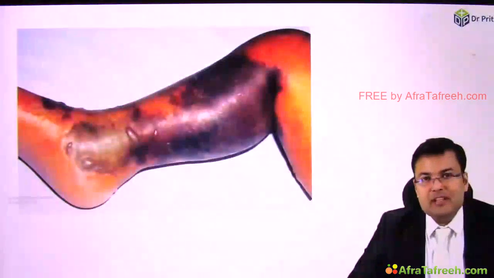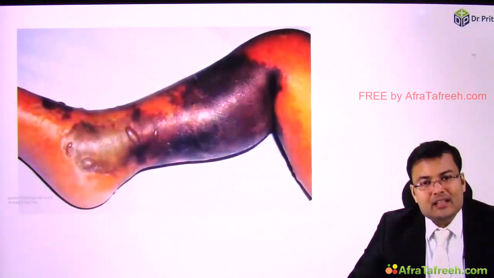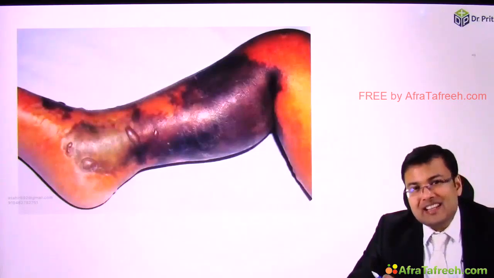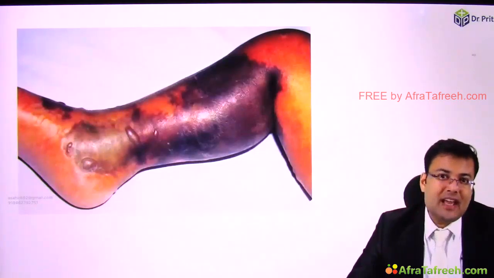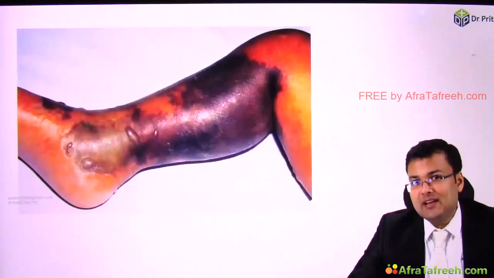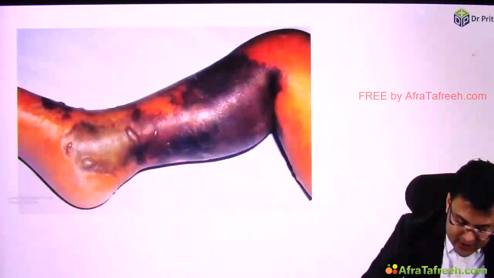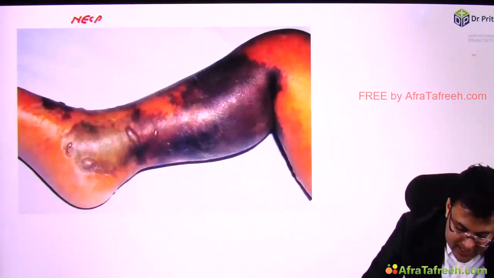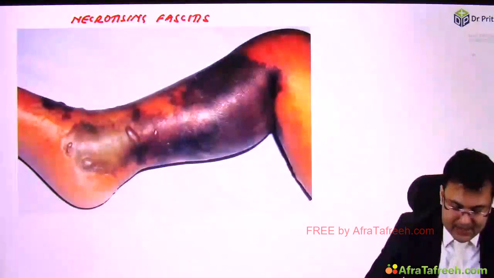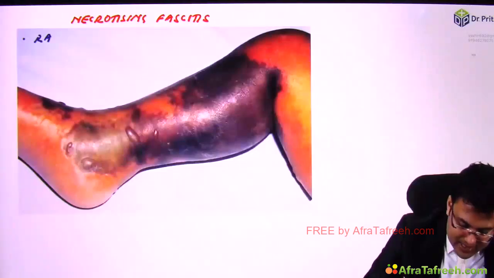Now see, what is the name of this condition? In this you can see that there is necrosis of skin, subcutaneous tissue, and this necrosis is up till the deep fascia. But underlying muscles are spared, and this is known as what? Necrotizing fasciitis. So this is characteristic feature of necrotizing fasciitis. In this case, what happens is a rapidly progressive bacterial infection.